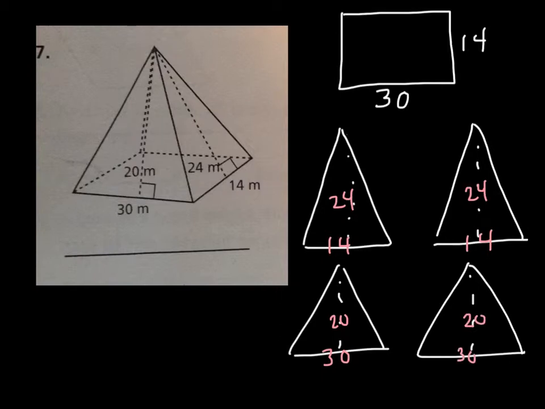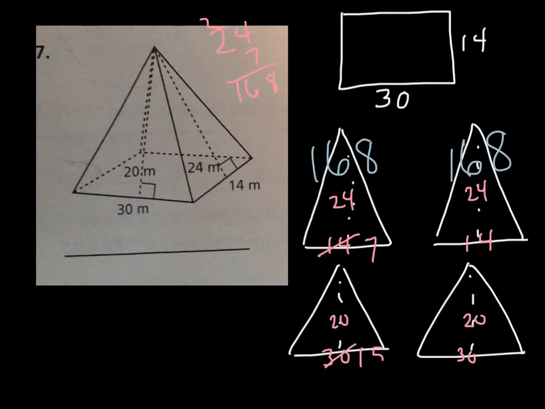We know to find the area of a triangle, we take half of the base times the height. And I'm going to show my work up here. 24 times 7 is 168. So this triangle is 168, and this triangle is 168. If I go here and I take half my base again, which is 15, and I do my work up here and I say, all right, 15 times 20, I get 300. So the area of this triangle is 300. This triangle is the same, so it's also 300.